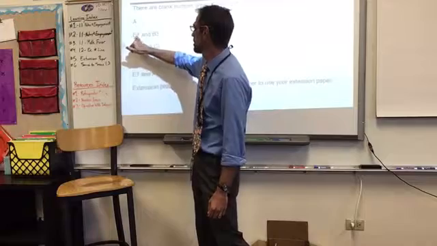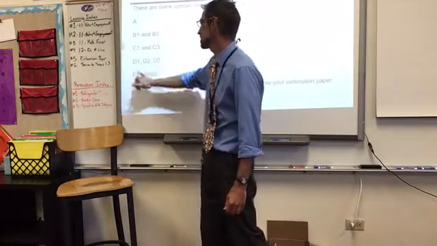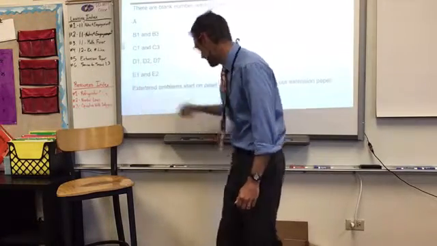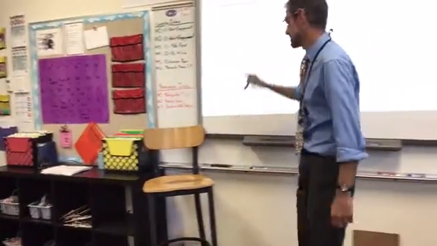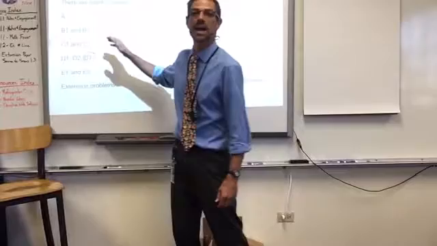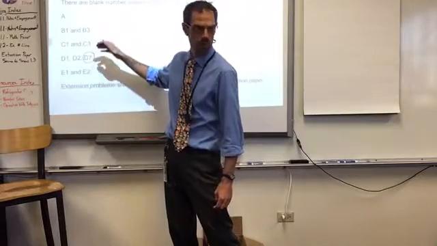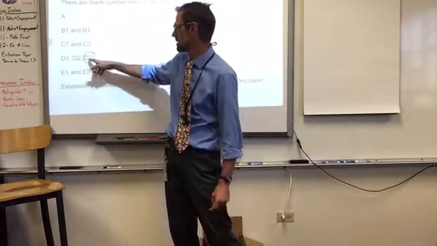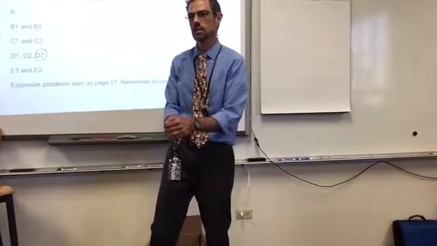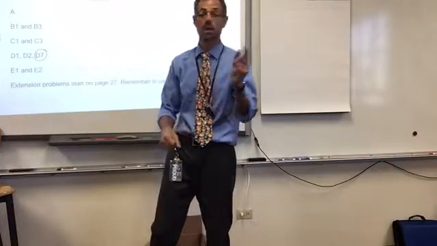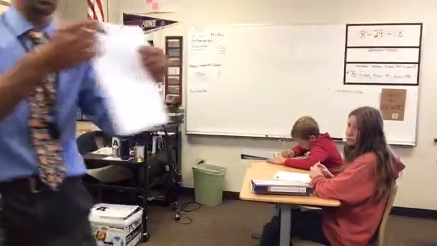Remember to check the board. B1, B3, C1, C3, D1, D2, and D7. And I'm going to put a star because we're going to go over this one together. It's an explanation showing your thinking. We're going to talk about how to do that. D7, and then E1 and E2. All right? You can do that on line paper, or you can just label on here.